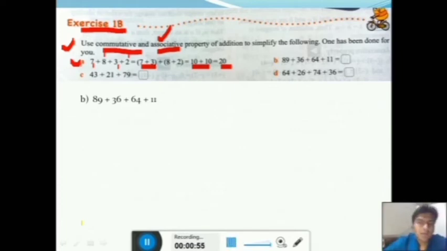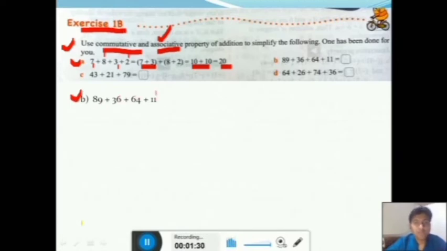So what is the advantage here? By changing the group, we easily get the answer: 10 plus 10 equals 20. So we have to remember here, we have to make a group of the numbers by which we can get the sum easily. This associative property or commutative property will help us to add the numbers as easily as possible.